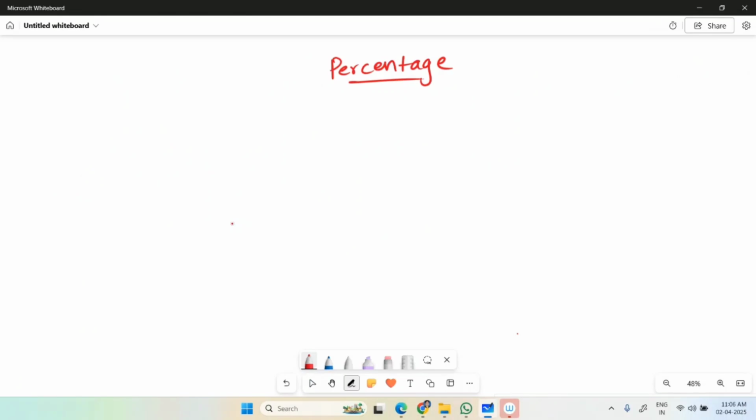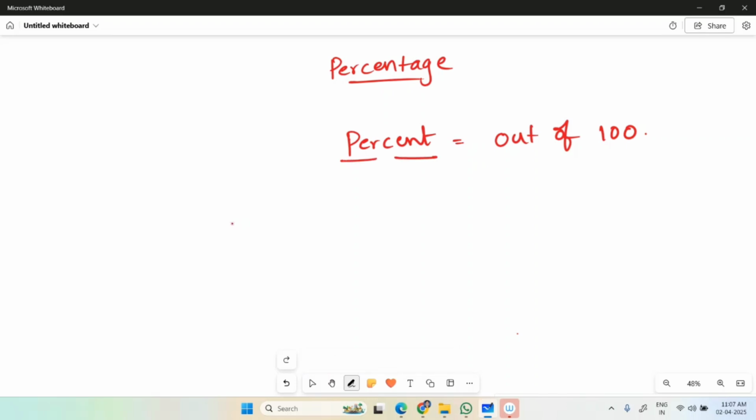So in today's class, we are learning about percentages. Percent means out of 100. The term percent comes from two Latin words, per cent, that means out of 100. So the percentage symbol is... so when do we use these percentages?